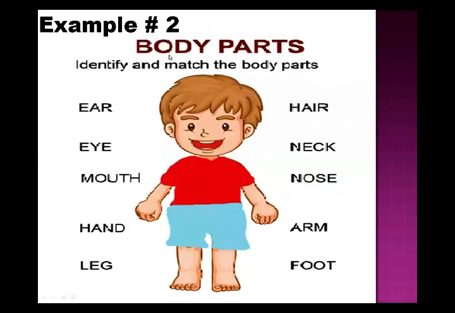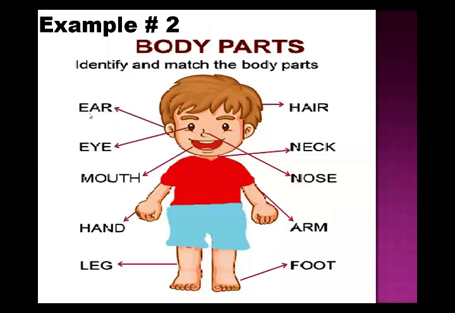As you know, our body has many parts. We will read about them one by one. This is neck. This is nose. This is arm. This is foot, this is leg, this is hand, this is mouth, this is eye, and this is ear. These are all the parts of our body.